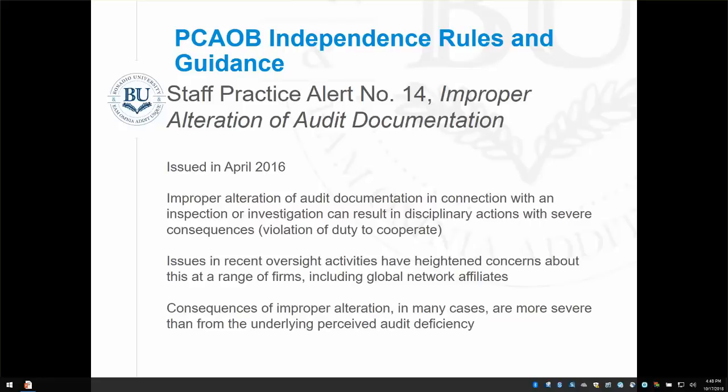And I know this is specific to SEC engagements or PCAOB engagements, but don't do it for non-SEC engagements either. The last point on this slide definitely is very true. The consequences of improper alteration are much more severe than the actual audit deficiency. I mean, these people's careers potentially are ruined to a large extent because of what they did.